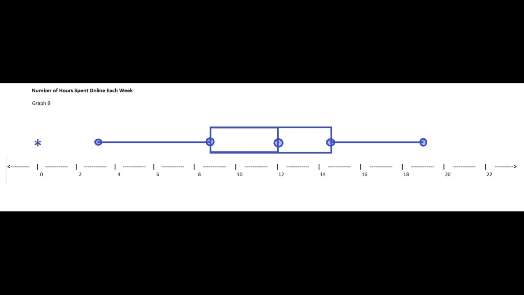Now, with graph B, we're looking at our outlier here at 0 hours. We're looking at our lower quartile at right about 9 hours. We're looking at a median of 12 and our upper quartile at about 14.5, 14.4, somewhere in there. And our data ranges, excluding the outliers, from right about 2.5 to 3 to about 19. So this is our Box-And-Whisker plot. Now, what's the difference between the two?